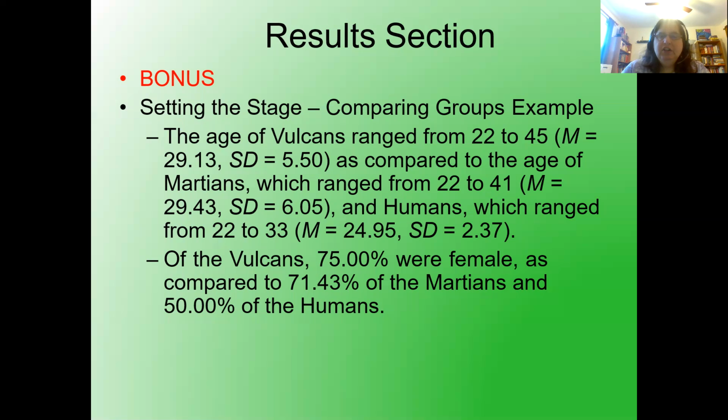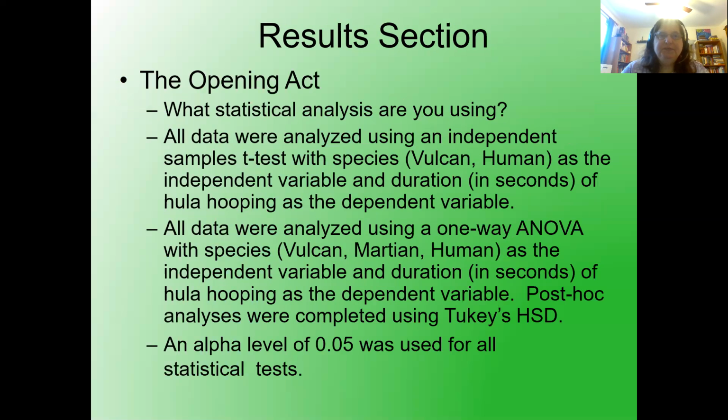And that is worth 5 points on the final project, if you care to do that. Okay, so it's a quick way to get 5 additional points. And that's out of 100 points for the final project. Okay. So now the opening act.